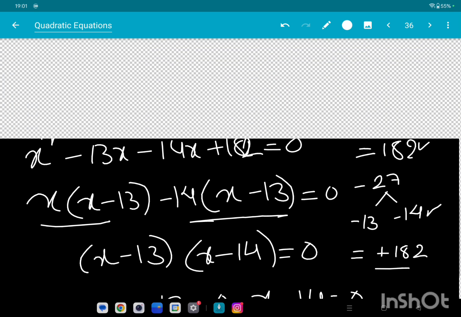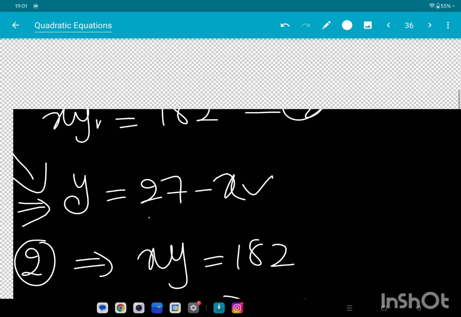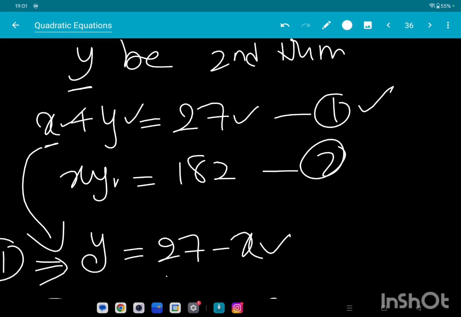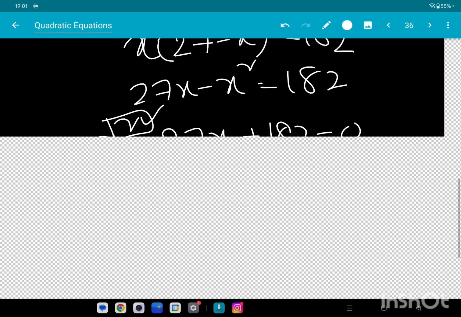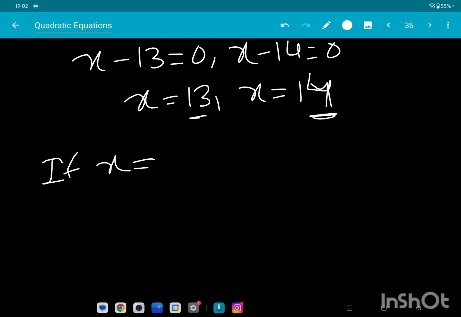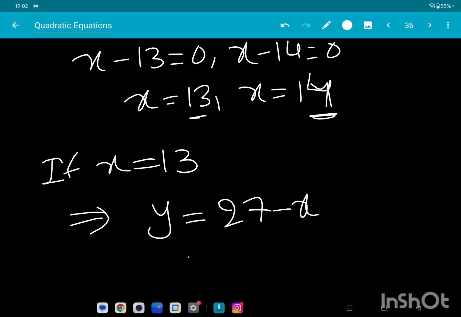So we need to find the other number, which is the y value. Here there are two numbers, right? One is the x value and another one is the y value. How can we find it? We will find it by substituting the value in equation 1. If x is equal to 13, then what is the y value? 27 minus x, which is nothing but 27 minus 13, is equal to 14. So the y value is 14.